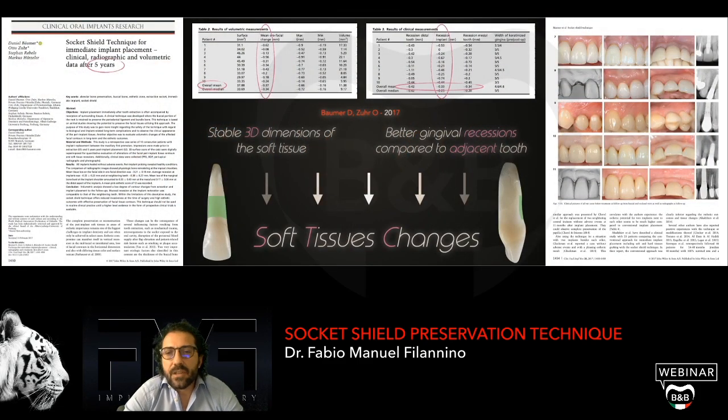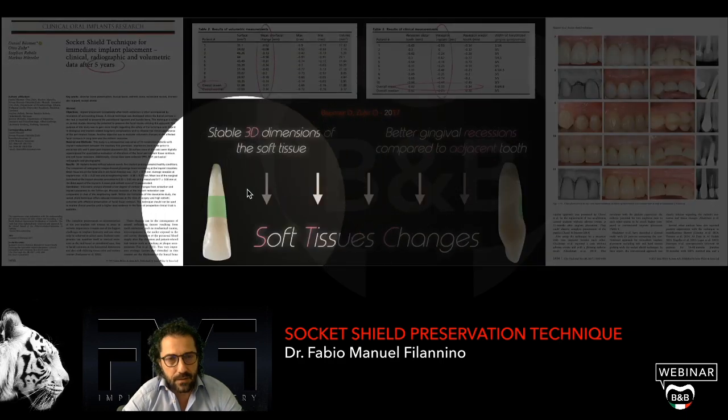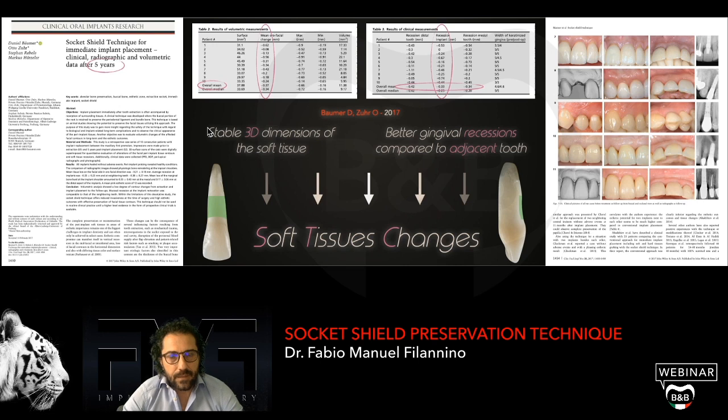What are the changes that we have in the soft tissue? This is a very beautiful article from Baumer, Zuhr and Ulzerer, and this is the article where they actually talk about the optimal length of the shield, that it is going to be at least 8 millimeters, like you can see in this picture.